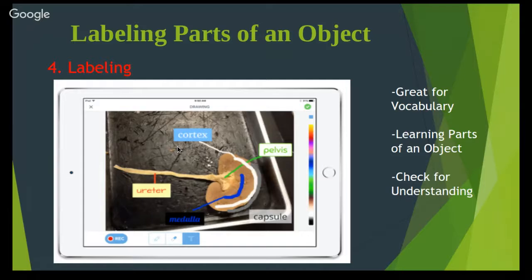Another way to use it is through labeling. If you look down here, if they take a screenshot of a photo, this is the text feature that I was talking about earlier. They're able to add text to their pictures. So maybe it's writing sentences, or here you can see an example of them labeling parts. So they're able to not only provide text, but they're also able to record as they are explaining their thinking. So it's a great use for vocabulary, learning parts of an object, and then also, again, checking for understanding, making sure they're understanding what they're doing.